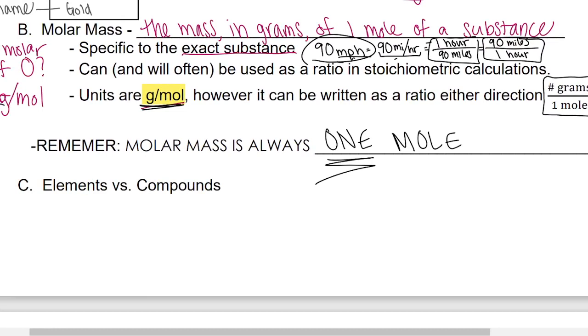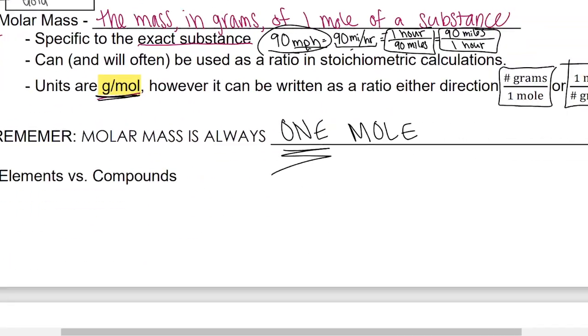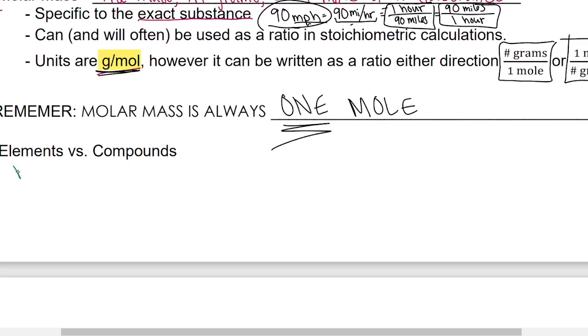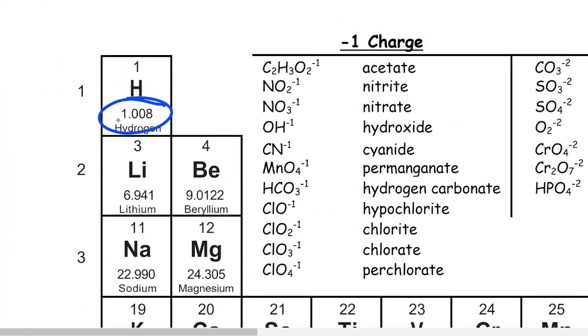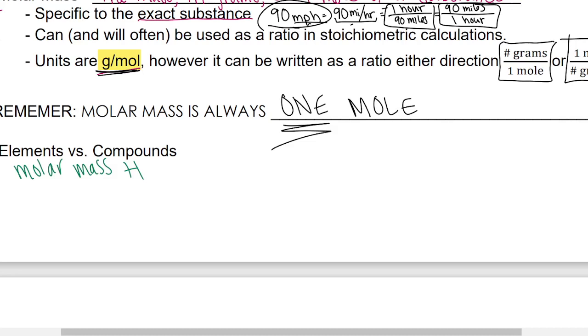And then as a reminder for molar mass under elements and compounds, if I have an element, we find the molar mass just like we did up here. So for something like hydrogen, so molar mass of hydrogen as just H. To find that molar mass, I would look at my periodic table. Hydrogen is up here, so its molar mass, 1.008, would be 1.008 grams per mole.